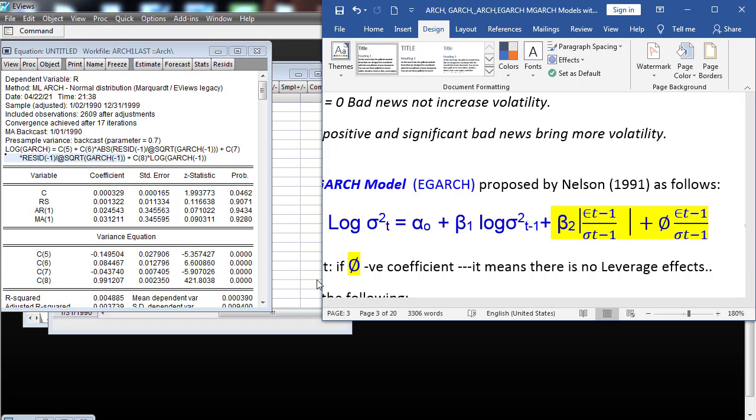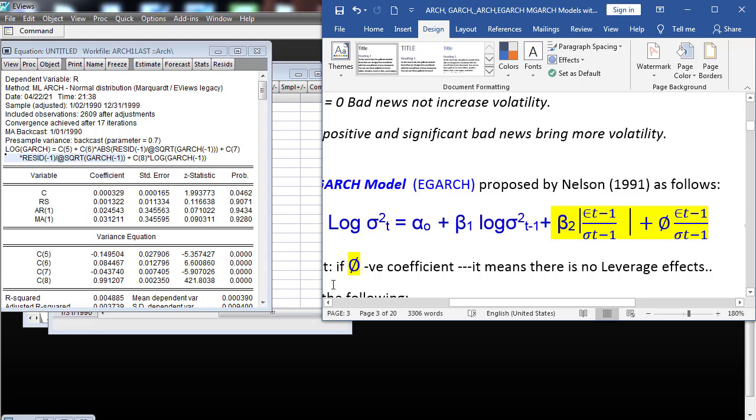The inverse relationship means if the error increases, meaning good news, the volatility decreases. In other words, positive news will lead to decreased volatility.